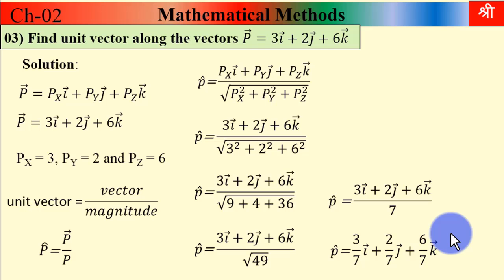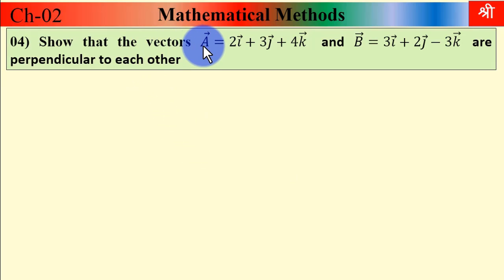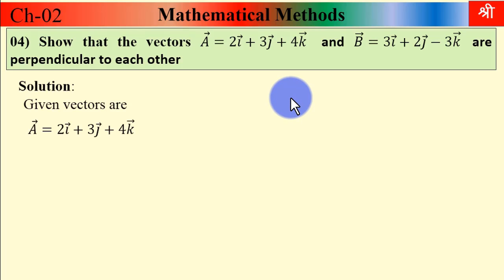That is unit vector. This was example number 3. Then example number 4. Show that the vectors vector a equal to 2i plus 3j plus 4k and vector b equal to 3i plus 2j minus 3k are perpendicular to each other. So to prove that two vectors are perpendicular to each other, we will have to prove that their dot product is 0. Again, very simple example.